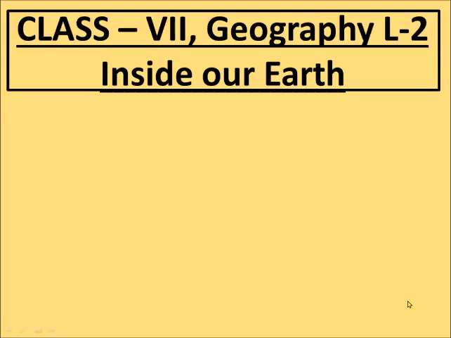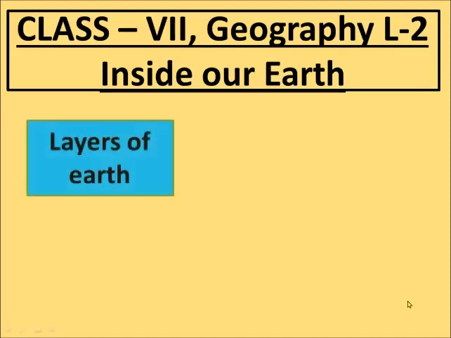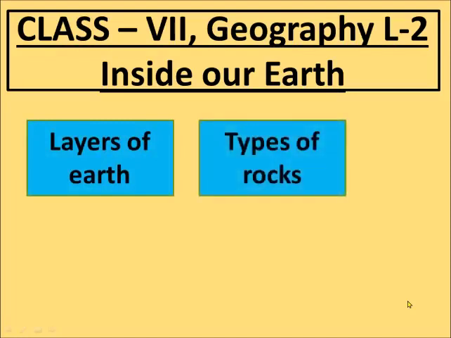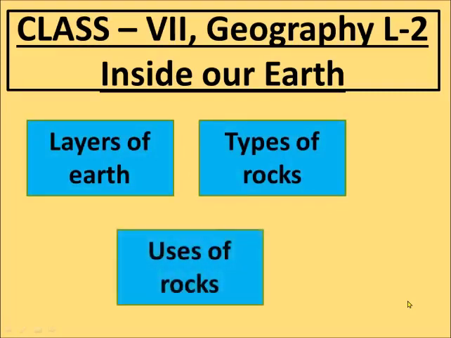So what are the important points that we are going to read in this lesson? Those are layers of earth. The very foremost thing which we are going to learn in this lesson is layers of earth. Next is types of rocks, and finally what are the uses of rocks. So this lesson simply deals with very simple and common terms. So let us move forward.